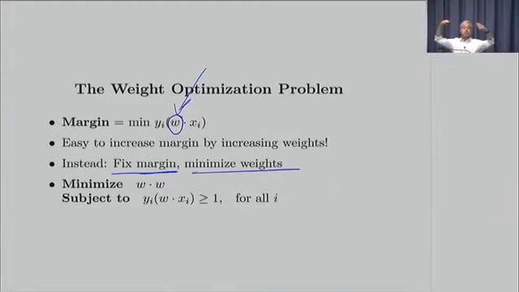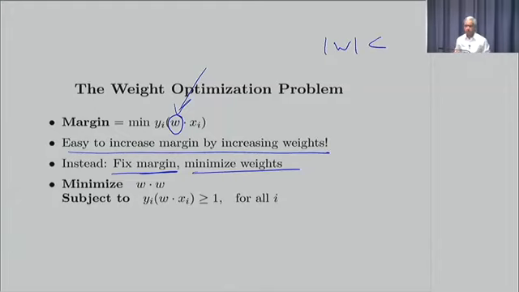So if I keep my weights constant, if I say the norm of my weight vector has to be fixed, then it makes sense to maximize the margin. In order to prevent cheating, one thing I could say is that the weights have a maximum norm: the norm of the weight vector has to be less than something. And then I can't cheat anymore.